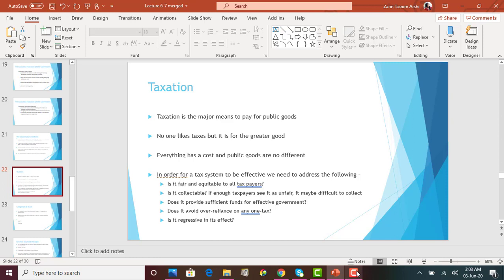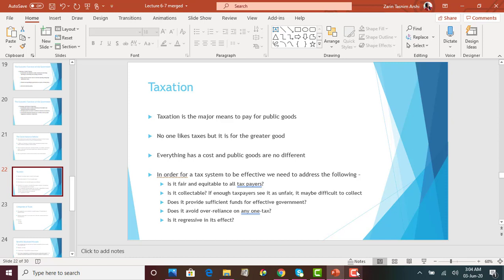If it's not fair, many people will not pay taxes. Okay, then second one is, is it collectible? Is the government able to collect taxes from the people? If it's unfair, people will often not pay taxes, and it may be difficult to collect. Okay, the third question is, does it provide sufficient funds for effective government? Is the government able to collect enough tax revenue so it can provide public goods?